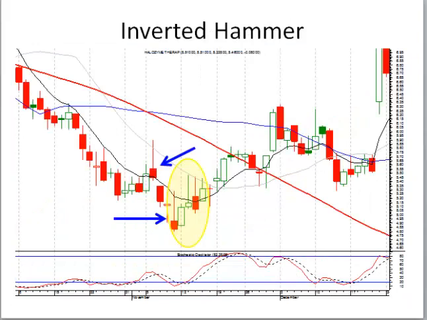Here is a good example of why you need to see bullish confirmation. Kind of an inverted hammer right here. What do we need to see? We need to see it open positive and trade positive. It didn't. You're not in that position. Down here, once again, back in the oversold area, inverted hammer trading positive. That was what caused the next uptrend.